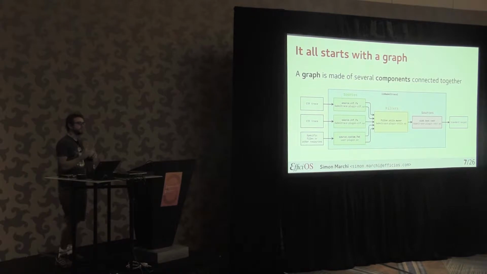They bring the data into the graph. They send it to downstream components, which can be filters. So they receive data from an upstream component, apply a transformation, analysis, whatever, and send it downstream. And finally, you have sinks. In red it should be sinks.